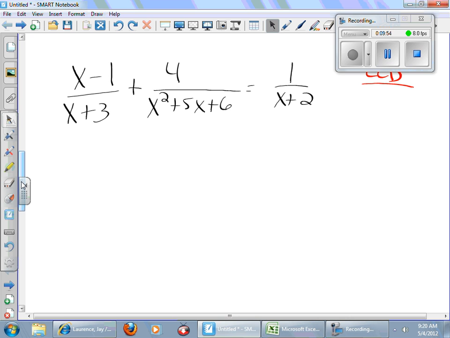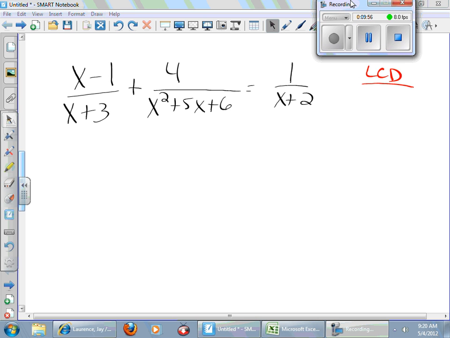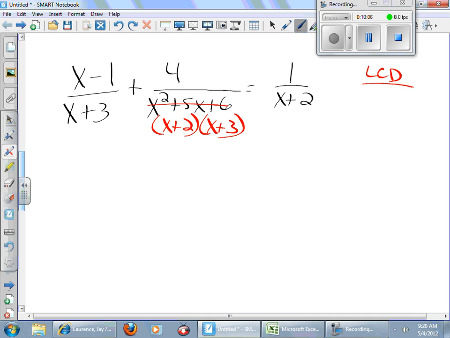Okay. First thing I'm going to do is find the LCD of all 3 terms. And again, I want this in factored form, x plus 2, x plus 3, both as quantities. And I see that my LCD is going to be just that: x plus 2 takes care of that guy, and then I need an x plus 3, and that'll take care of those two guys.